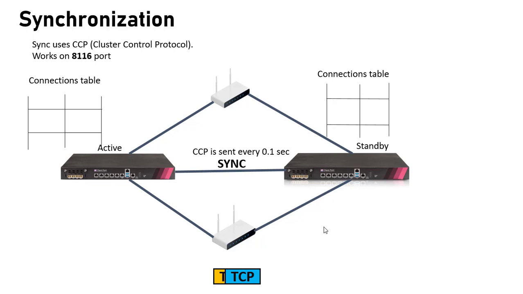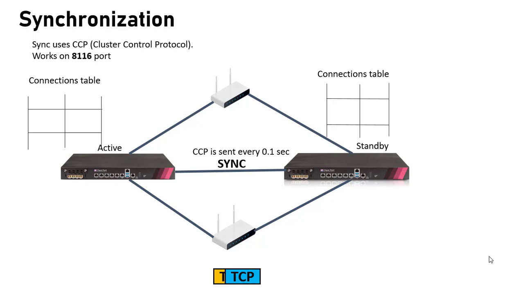What is happening? Synchronization. We have a packet that is called CCP. It is the Cluster Control Protocol, designed by Check Point. We have two types of synchronization. The first type is called full sync. The second one is called delta sync.